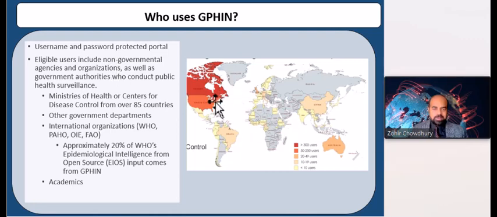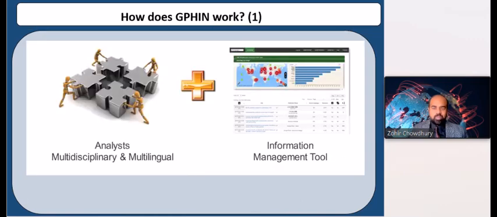In this map, you can see where most of the users are located, obviously in Canada, since that is where the base is, and then in many countries around the globe, you can see it as well. So how does GPHIN work? It is a combination of a tool that provides the web-based platform, which is the information management tool, which is used for communication. And then in the back end, you have a group of analysts that understands different languages. So they're multidisciplinary and multilingual.